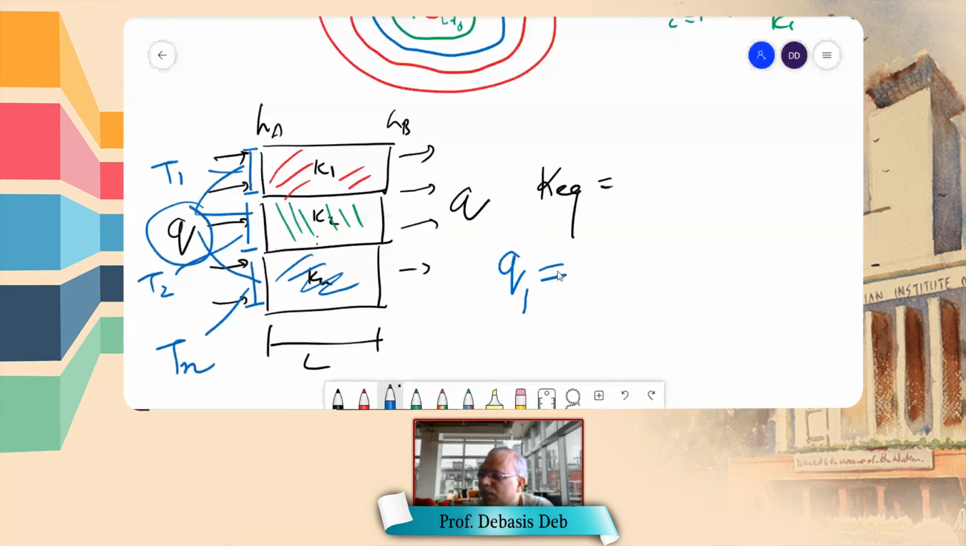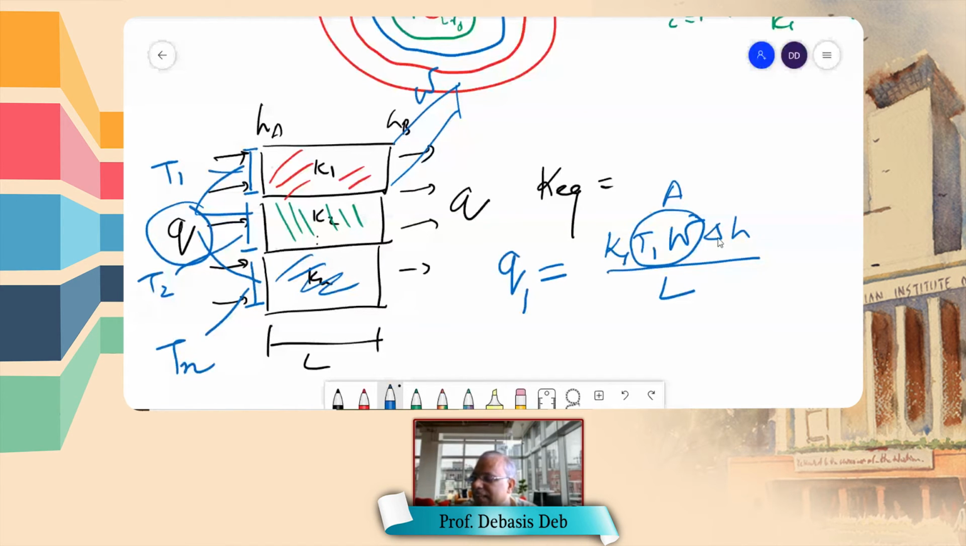K T1. Let's say this width is somehow W. So it's basically K1, this area A, del H by L, right? This is Q1. So you put I for each layer, it will be the same. Now if you sum all this, this is Q.